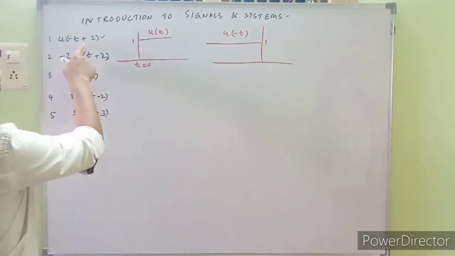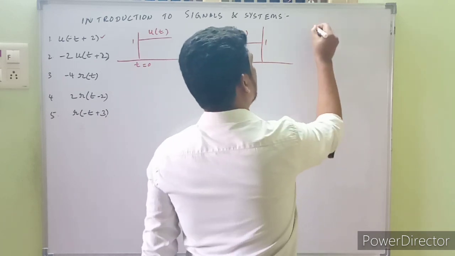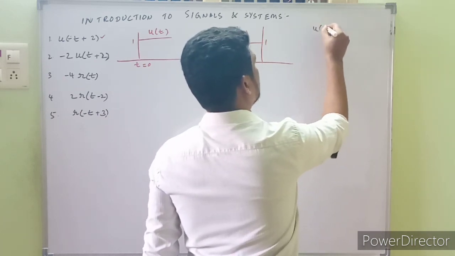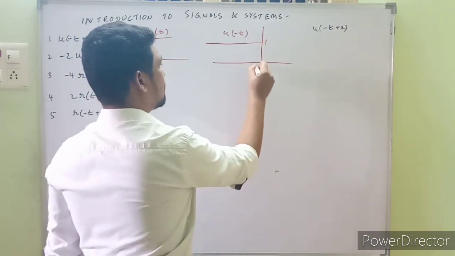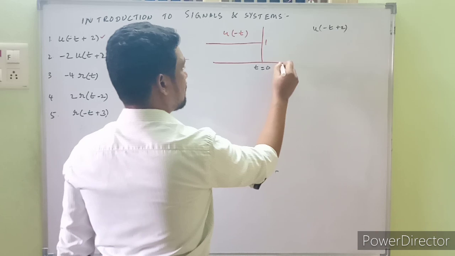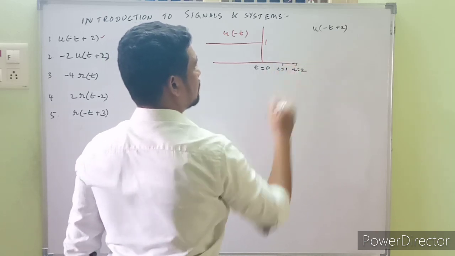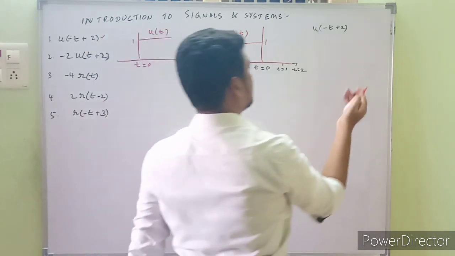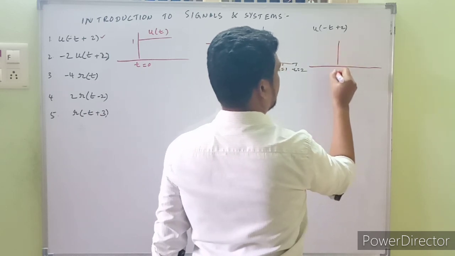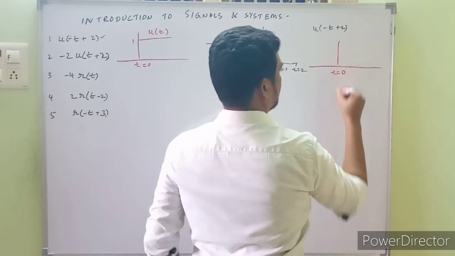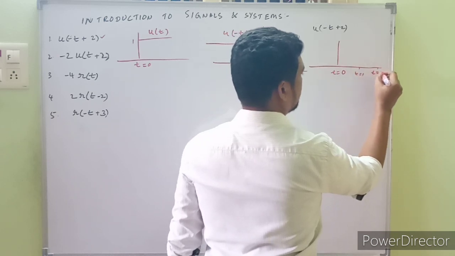Now the final one, what we want is u of -t plus 2. Now this signal goes ahead. This is at t equal to 0, supposing. Now t equal to 1, and it may be t equal to 2. The final signal will be a shifted version of this one. This may be t equal to 0, this may be t equal to 1, and this may be t equal to plus 2.